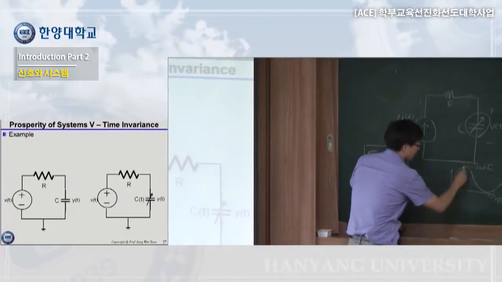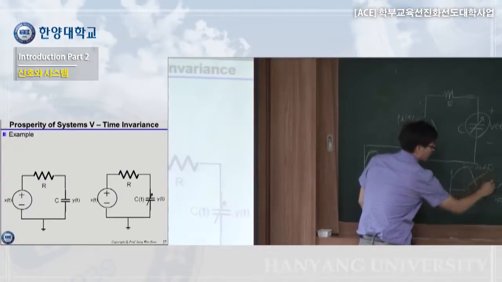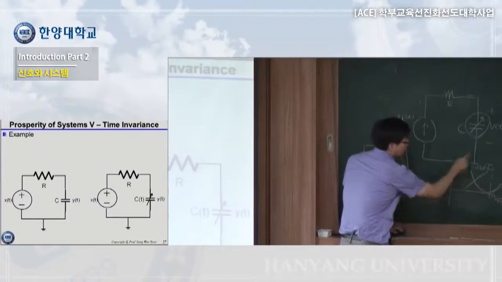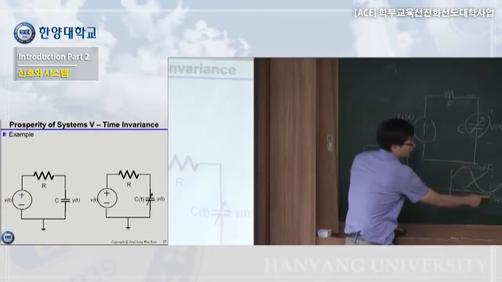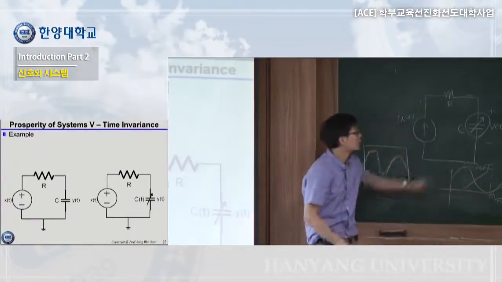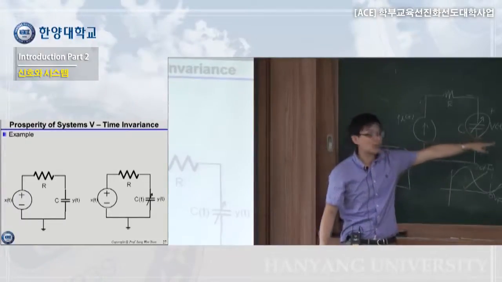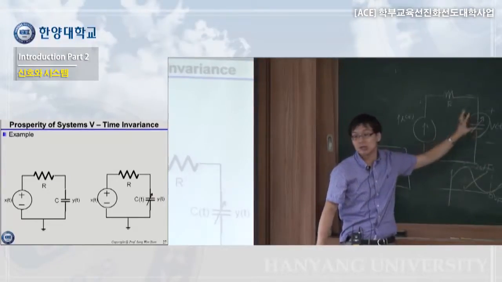If you apply this current here, the output voltage here will be different from here, because the capacitance here is 20 femtofarad, and here there are 0 femtofarad. So the value will be different from 20 to 0. The output will be different, right? So if this capacitance changes, it is not a time invariant system. It is a time variant system.